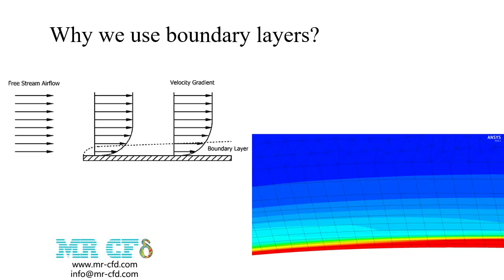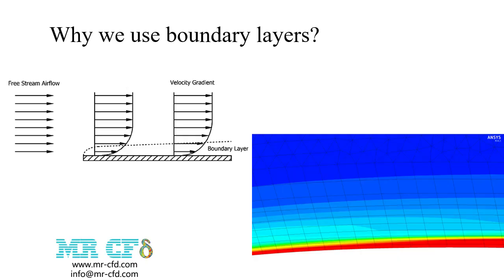The image on the right, from ANSYS Fluent, demonstrates how specialized mesh elements are applied in the boundary layer region. These thin, structured mesh layers allow the solver to resolve velocity and temperature gradients with higher precision than a uniform bulk mesh would.